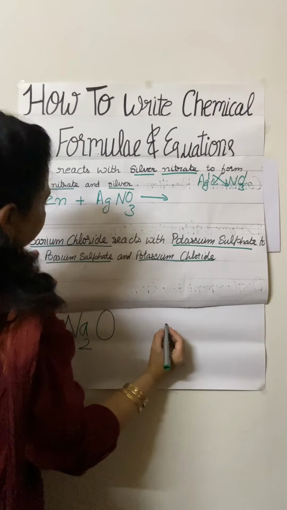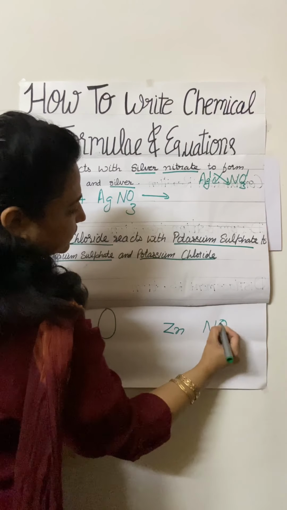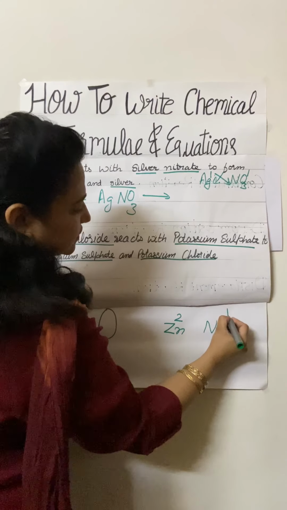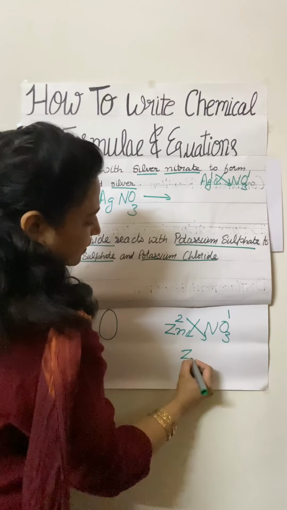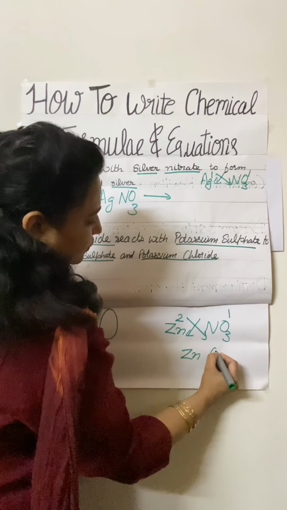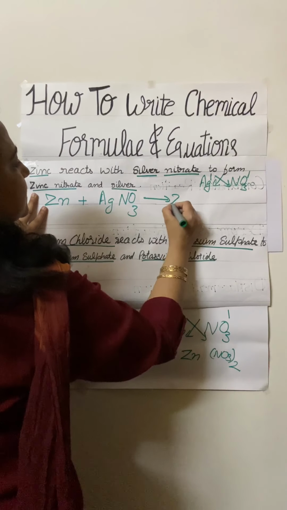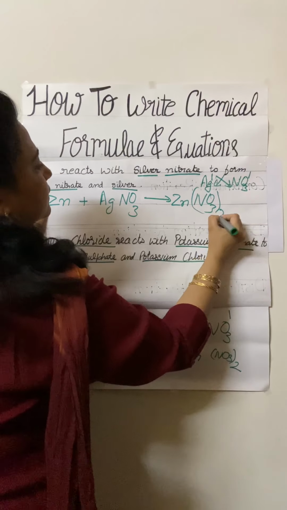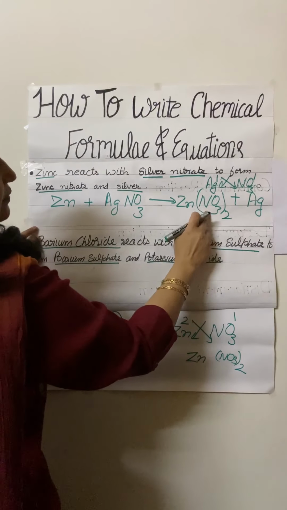Here I am writing, we have zinc, nitrate. Write down their valencies. Valency of zinc is 2 and nitrate is 1. Then crisscross their valencies and we get the formula Zn(NO3)2. This gives us zinc nitrate plus silver. So this becomes your chemical equation.